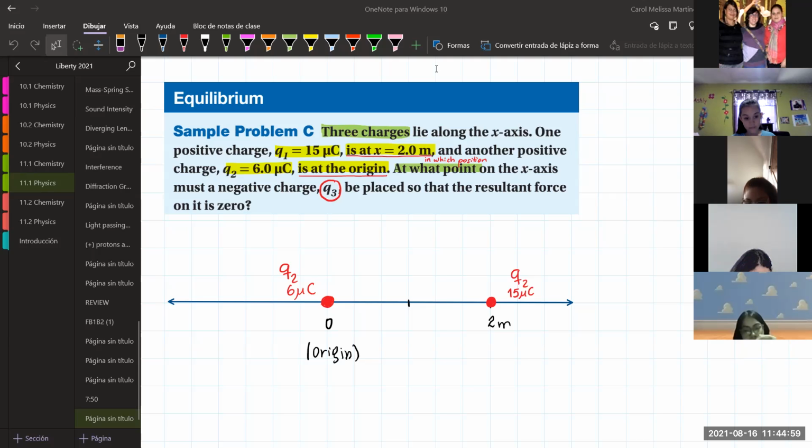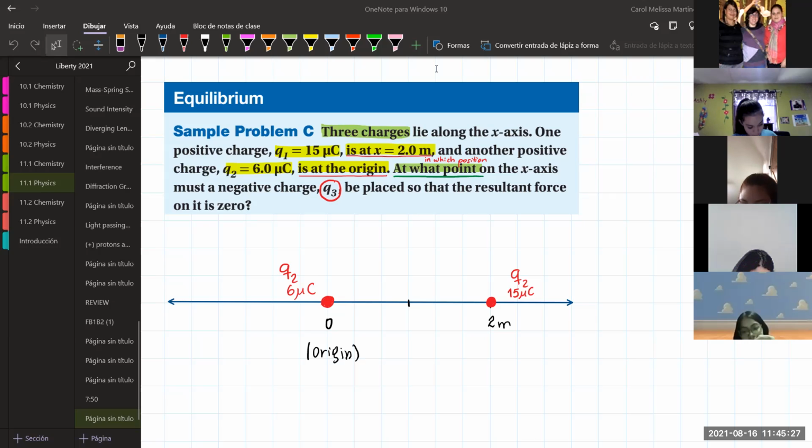The question is very difficult to understand, but we're going to focus on the beginning of the question, the part that says, at what point? At what point refers to position. In which position is Q3? Eso es lo que yo estoy buscando. Where is located Q3? Entonces, yo no sé dónde está Q3.